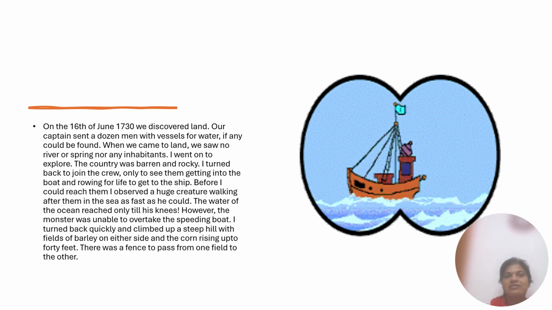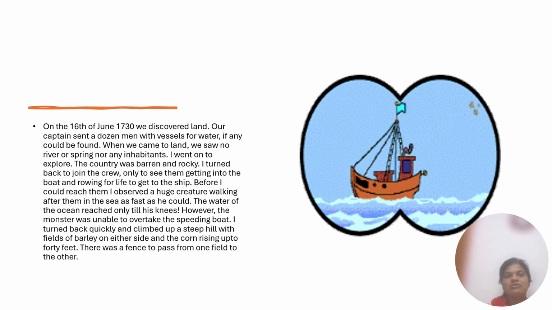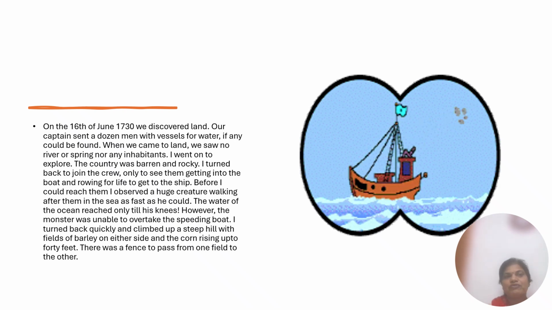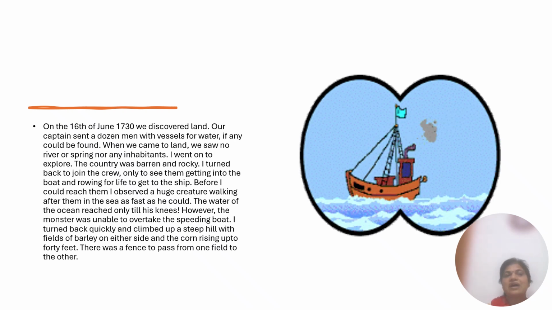The country was barren and rocky. Barren means when the soil is not good enough to grow crops, and rocky means full of rocks, uneven land. So he turned back to join the crew, only to see them getting into the boat and rowing for life to get to the ship. Before he could reach them, he observed a huge creature walking after them in the sea as fast as he could. The water of the ocean reached only till his knees. So you can imagine the huge creature. However, the monster was unable to overtake the speeding boat.